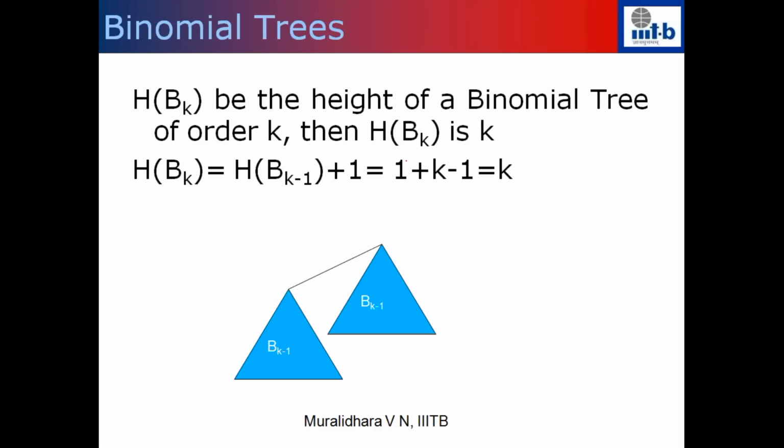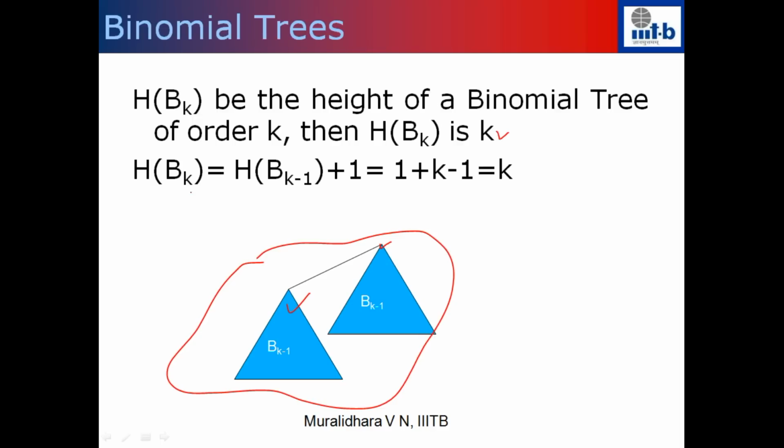Now let's focus on the height. If h(B_k) is the height of the binomial tree of order k, then the height of B_k is exactly equal to k. So if you look at the height of a tree, it is the height of this particular node. So this will be 1 plus the maximum height of his children. It has the child which is B_{k-1}, right? This is the one which has the maximum height, because all the other ones will have an order smaller than B_{k-1}.